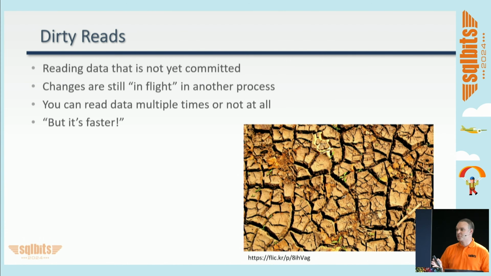The first is dirty reads, right? And this is where we're reading data that is not yet committed. So this is quite possibly data that was changed by another process and is still in flight. It was not actually committed. You can end up, as a result of dirty reads, and we'll see this in a demo in just a minute, reading data multiple times or not at all, actually. Usually the reason for allowing dirty reads is because some people believe it's faster. The problem is you might be getting a less accurate result as well, so you've got to weigh those two.